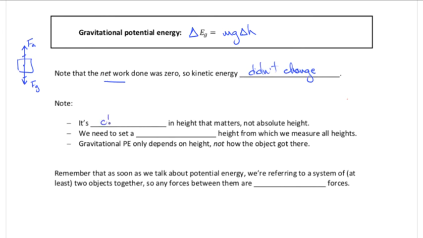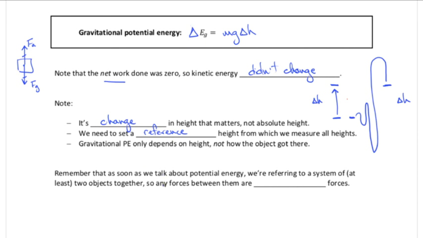Also notice that it's change in height that matters, not absolute height. And we need to set a reference height from which we measure all the other heights. That's how we get our change in height. And we can set that wherever we like. Also notice that the gravitational potential energy depends only on the initial and final heights, not on how the object got there. So raising an object from this lower height to that upper height like this is one change in height, but I get exactly the same change in height if I move it like this, up and down, up, and eventually end up at the same height. That's the same delta h, therefore it's the same change in gravitational potential energy.